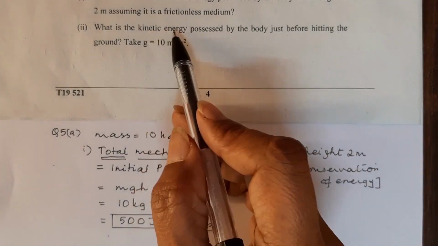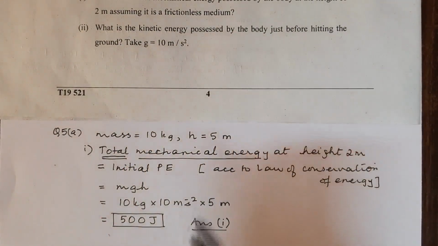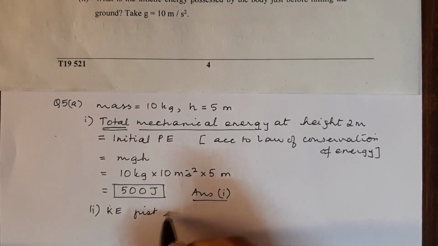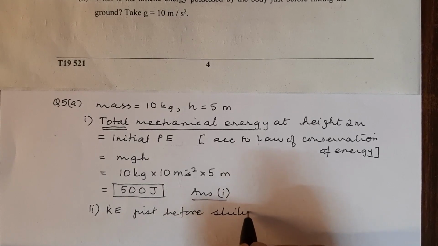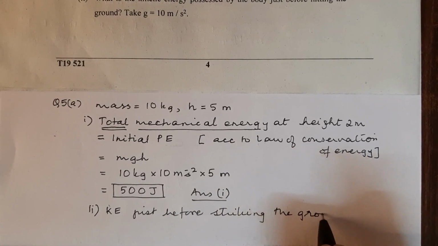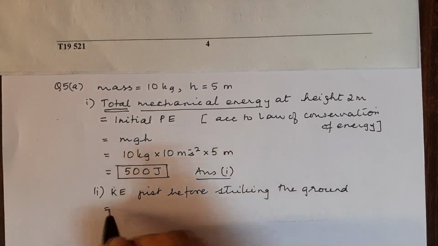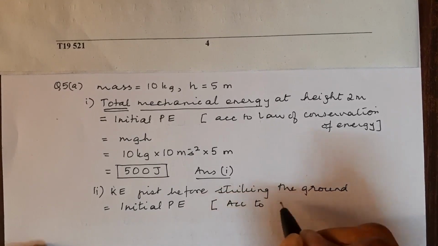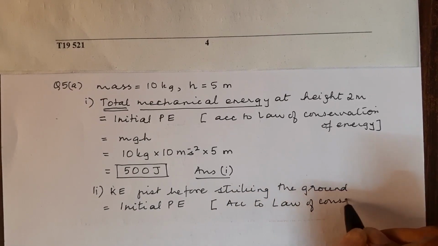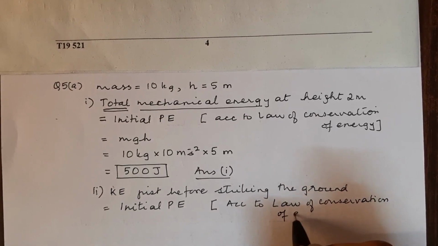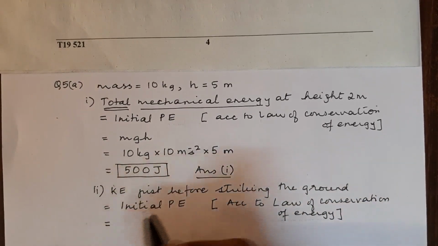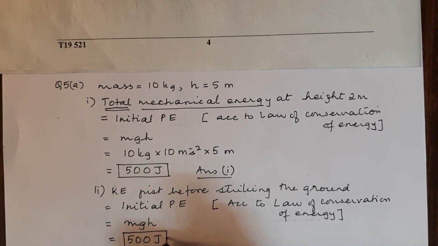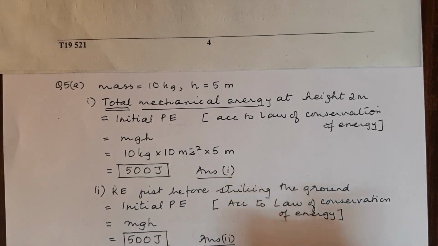Second part is what is the kinetic energy possessed by the body just before striking the ground. So we will write kinetic energy just before striking the ground will again be equal to initial potential energy, and again according to the law of conservation of energy. And so we have already found that out, which is mgh, and that will be 500 joules, just as we have calculated in the first subpart. And that's our answer 2.